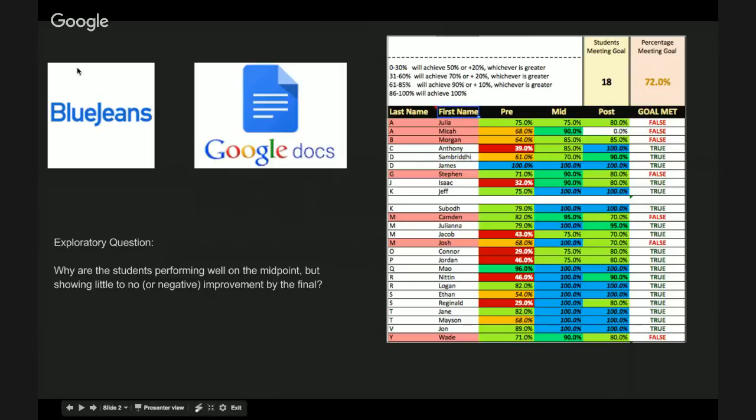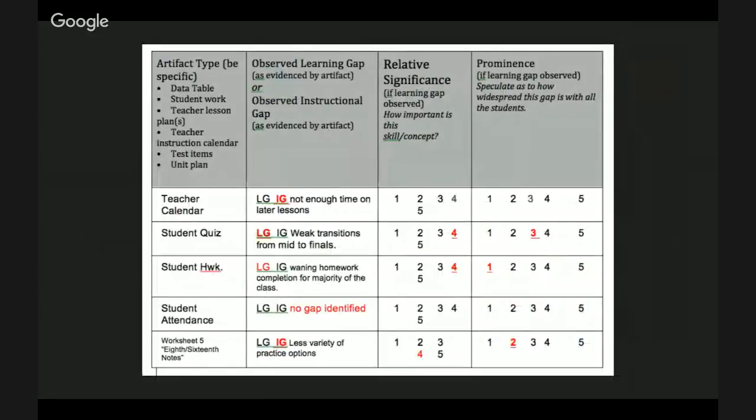So as a group, we used Blue Jeans and Google Docs to discuss and share our data. So we brought 5 different artifacts that were discussed as a group. Each of us presented our artifact, explained whether or not we saw a learning gap or an instructional gap, and then as a group we decided about the significance and the prominence of that gap, if there was one, based on the data.